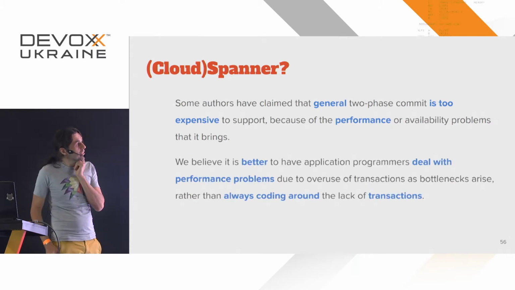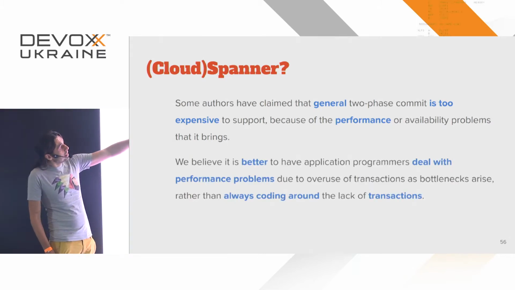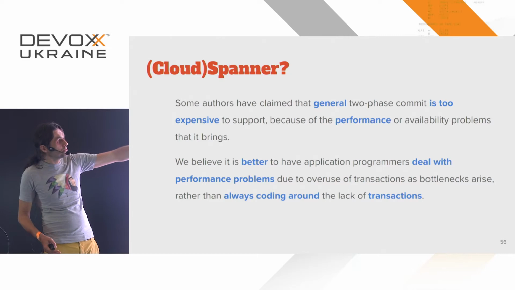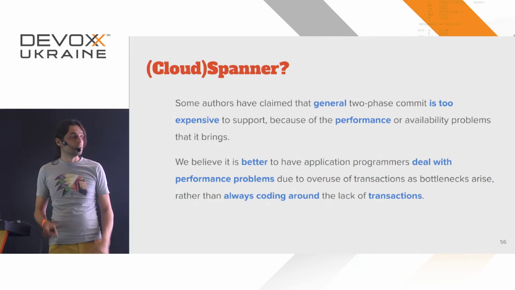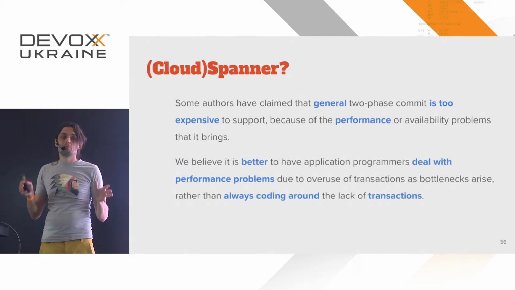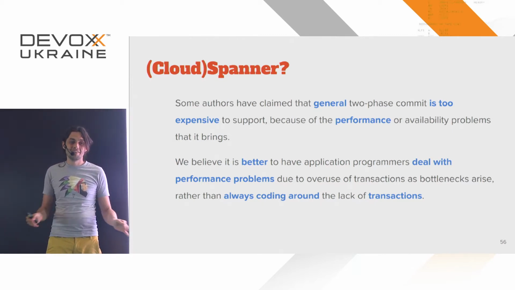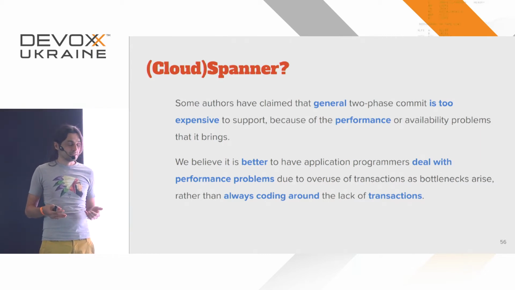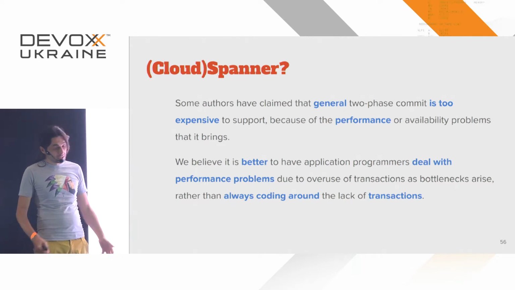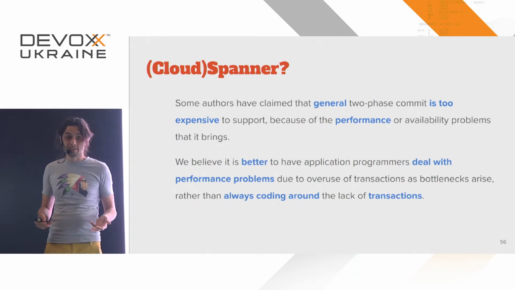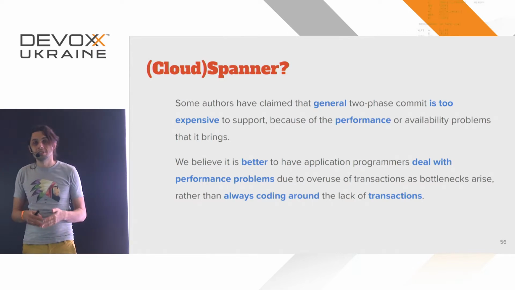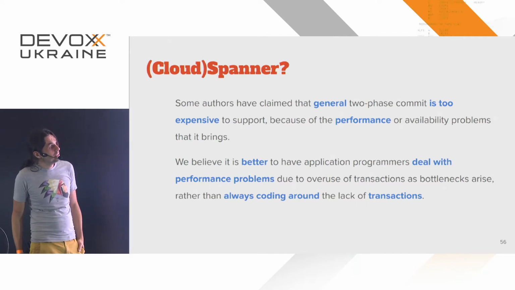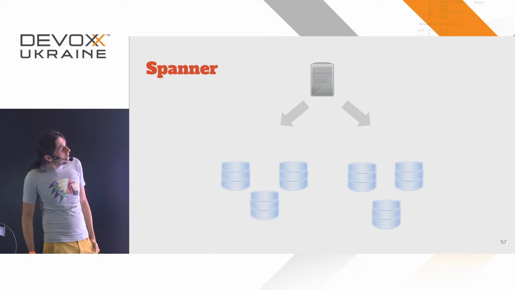And the authors said something like this a few years ago: okay, we know that people assume that two-phase commit is expensive in terms of performance and availability, but we think that application developers are so bad at handling it that it's better to not give them those eventually consistent tools, but to give them serializability and consistency by default, and figure out how to deal with performance problems later, right? So again, this is a bold claim, but they're at Google, so they can think about it.